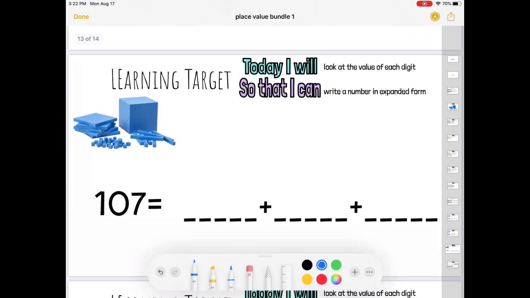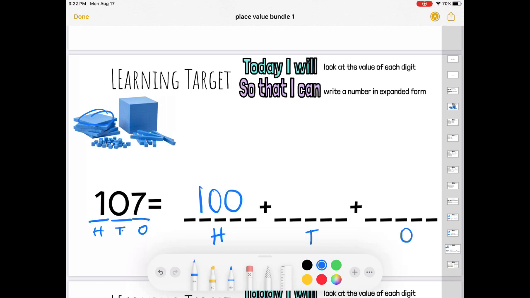Last one, 107. So in my hundreds, I have a 1. In my tens, I have a 0. And in my ones, I have a 7. So this might get a little tricky. Let's look at it. We have hundreds, tens, ones. In my hundreds, I have 100, so I'd have just one flat. So I'm going to write 100.